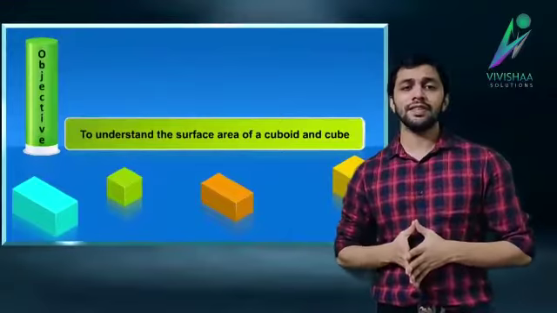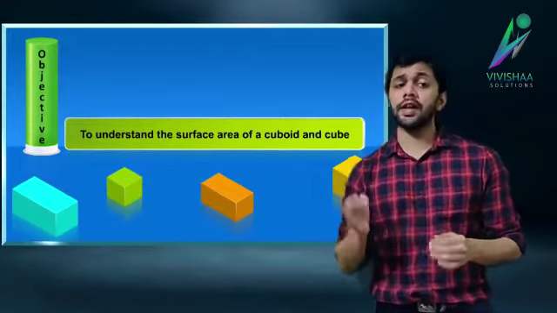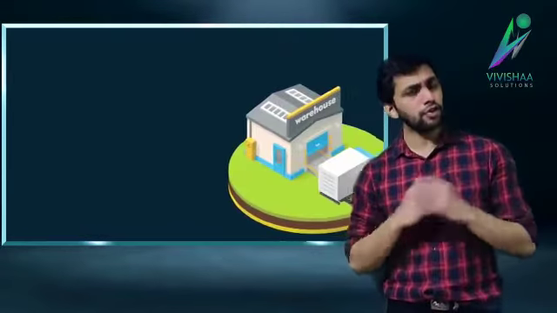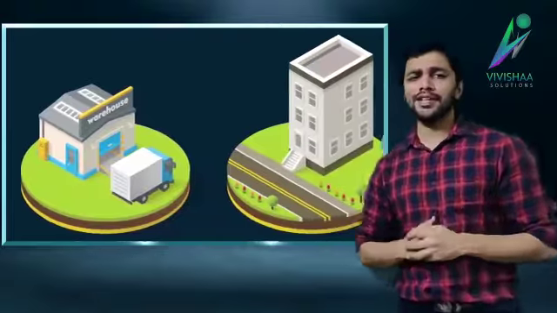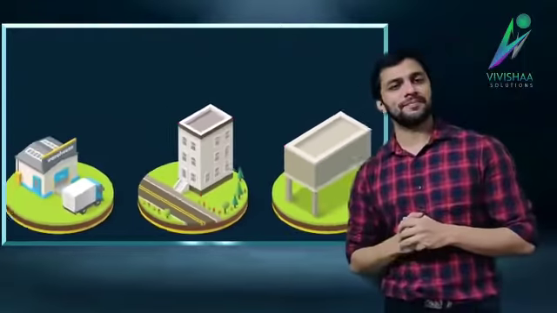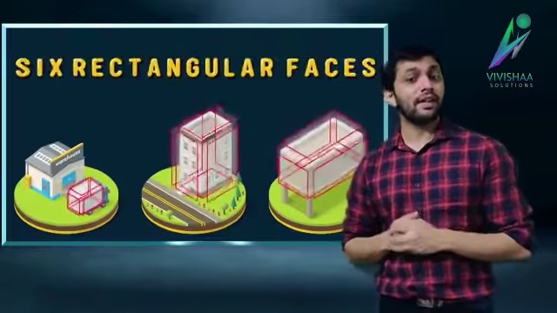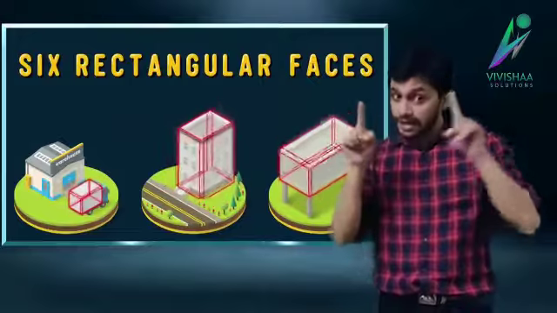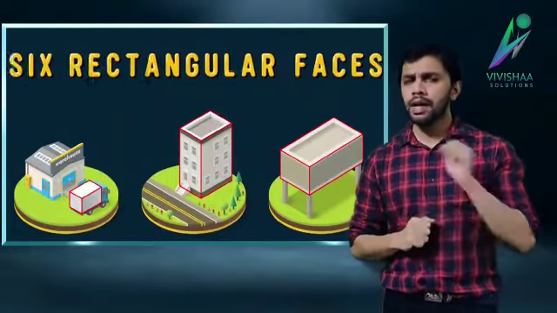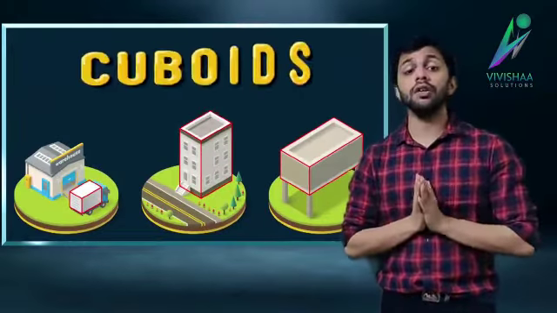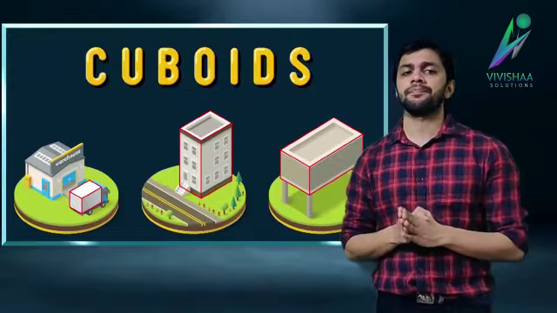So today's objective is to understand the surface area of a cuboid and a cube. Let's look at these objects seen in these pictures. Each of these objects has 6 faces that are rectangular in shape. Now, such objects are called cuboids.